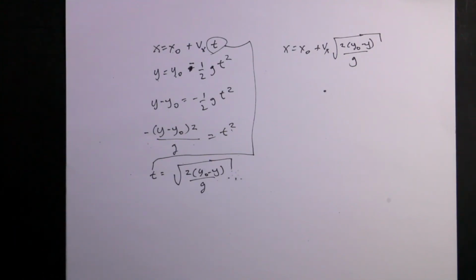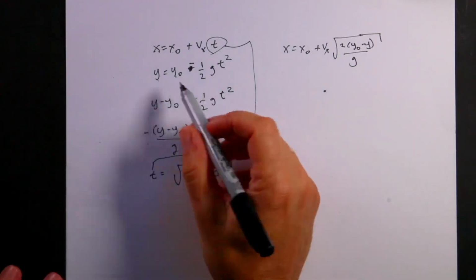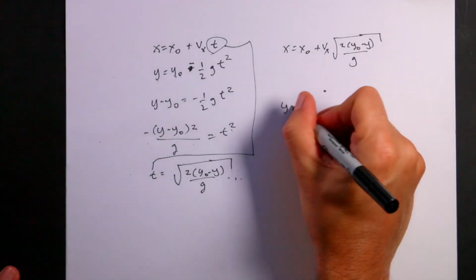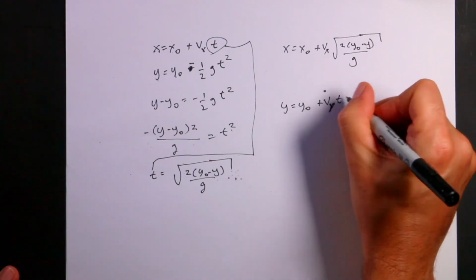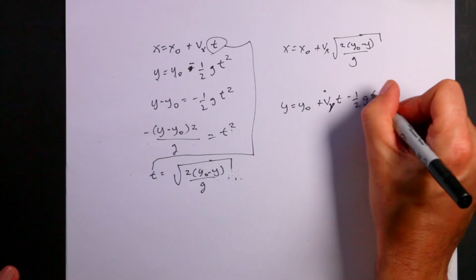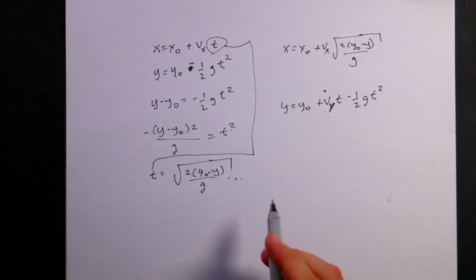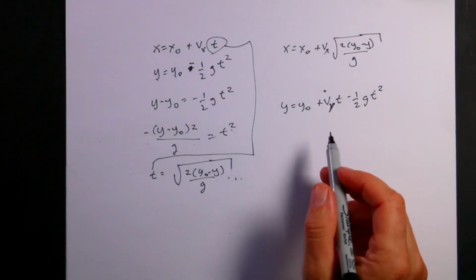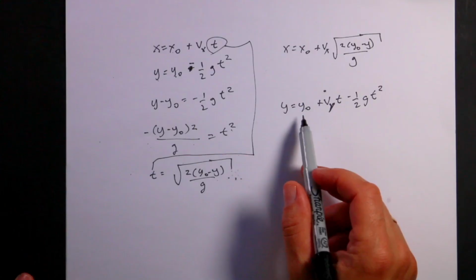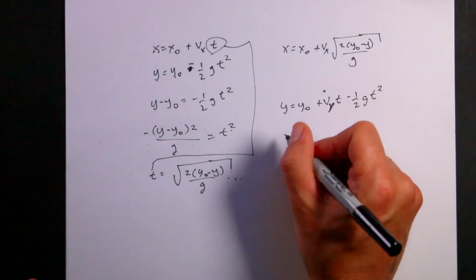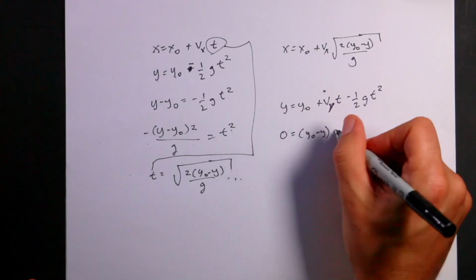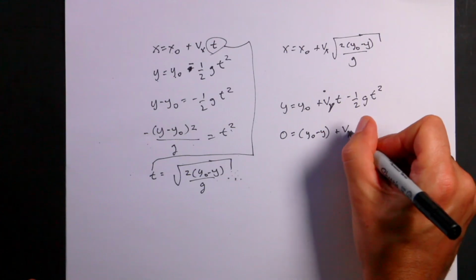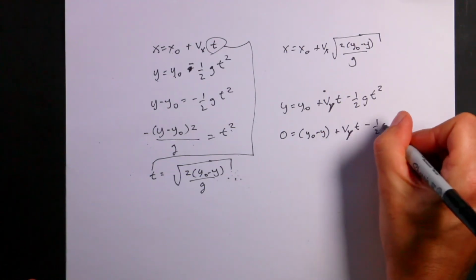Now, there is one other thing that I would like to point out that does come up. What if this equation was this? y equals y0 plus vy t minus 1/2 gt squared. And I want to solve for t. Everything's a variable except for t. How would you find that? Well, you can't get it easily. So instead, we're going to have to use a quadratic equation. I'm going to write this as 0 equals y0 minus y, subtracting y from both sides, plus vy t minus 1/2 gt squared.